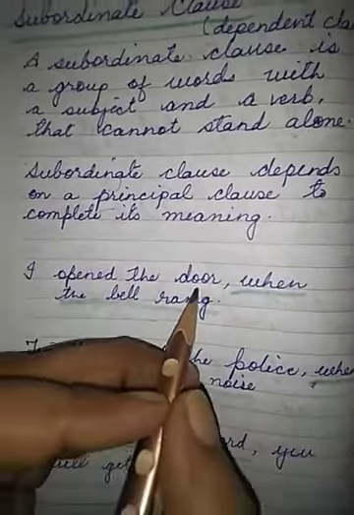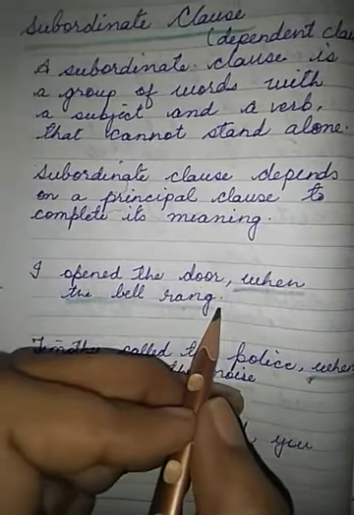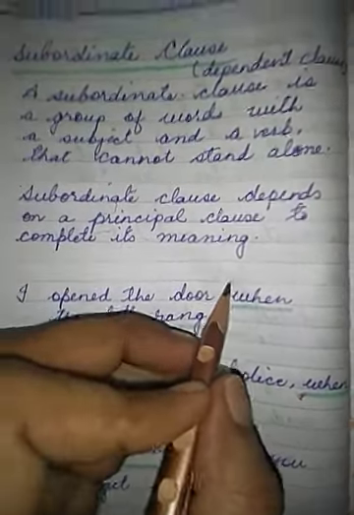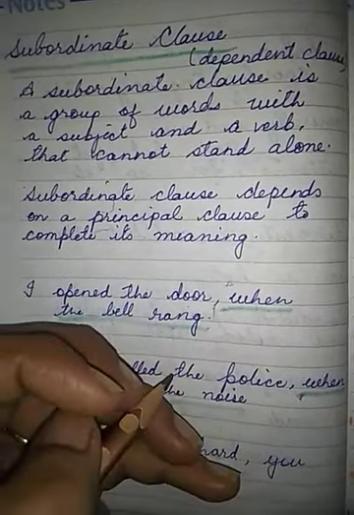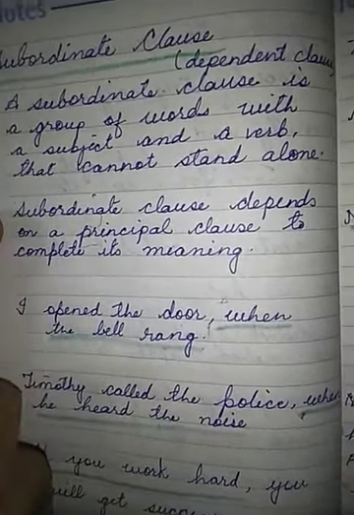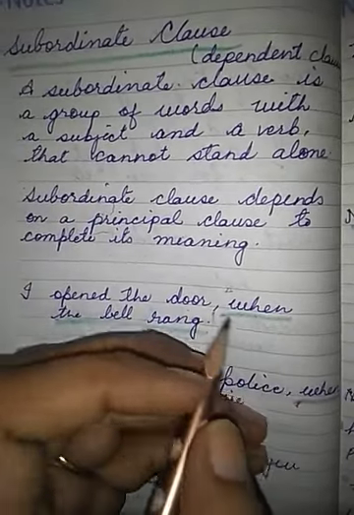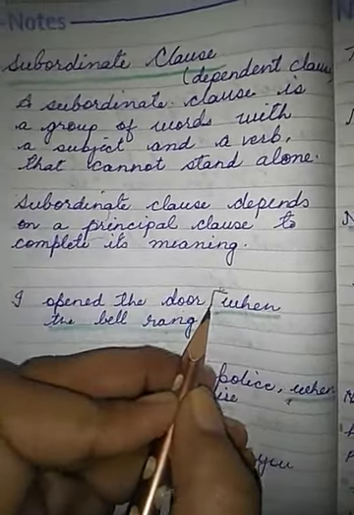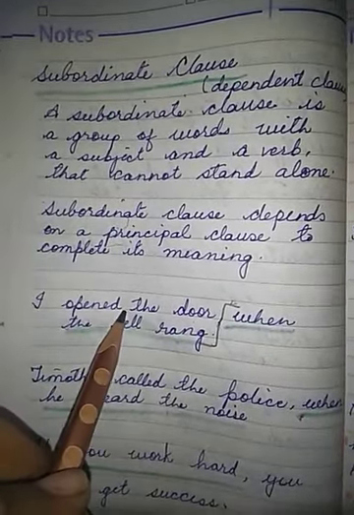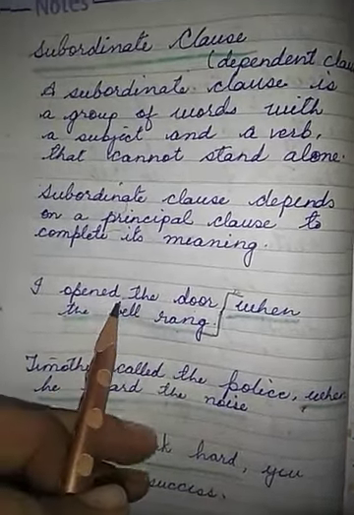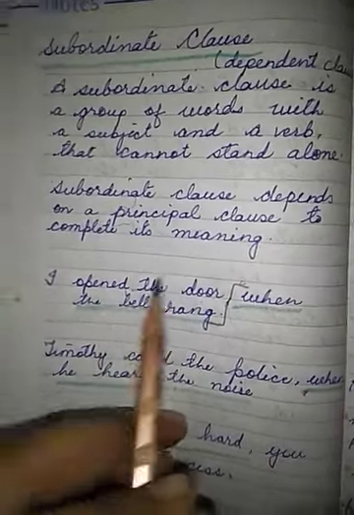So here are some examples. I opened the door when the bell rang. "When the bell rang" cannot stand alone. When the bell rang, what happened? It is not clear. So this group of words is a subordinate clause, which needs a main clause and depends on the principal clause.